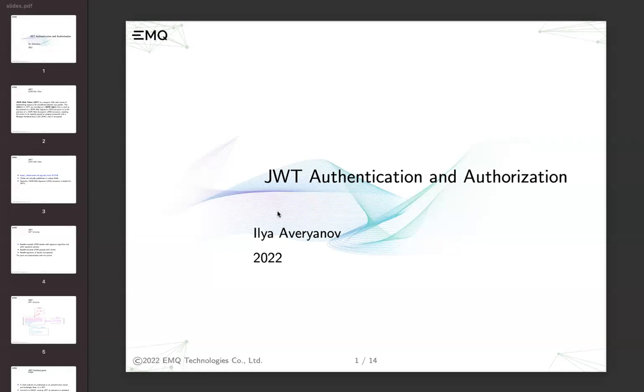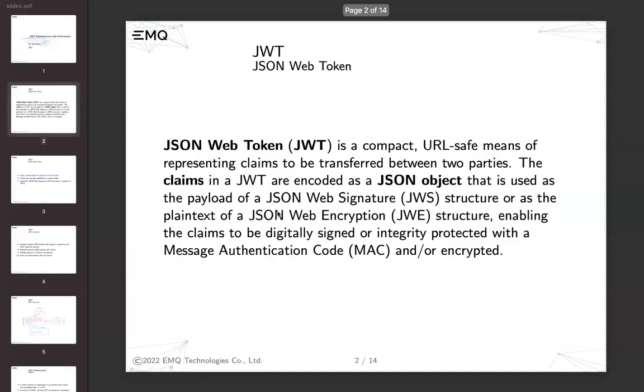I want to tell about JSON Web Token authentication and authorization features in EMQX. What is a JSON Web Token? We have some complicated definition of JSON Web Tokens. They are objects, pieces of data that are moved around the web that carries some important information, and this information is stored in so-called claims.